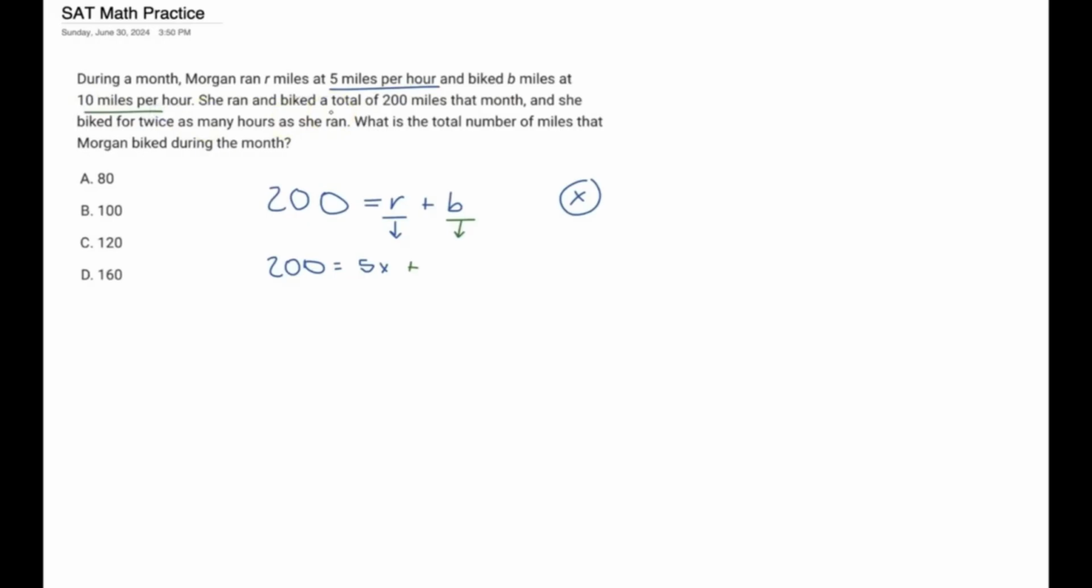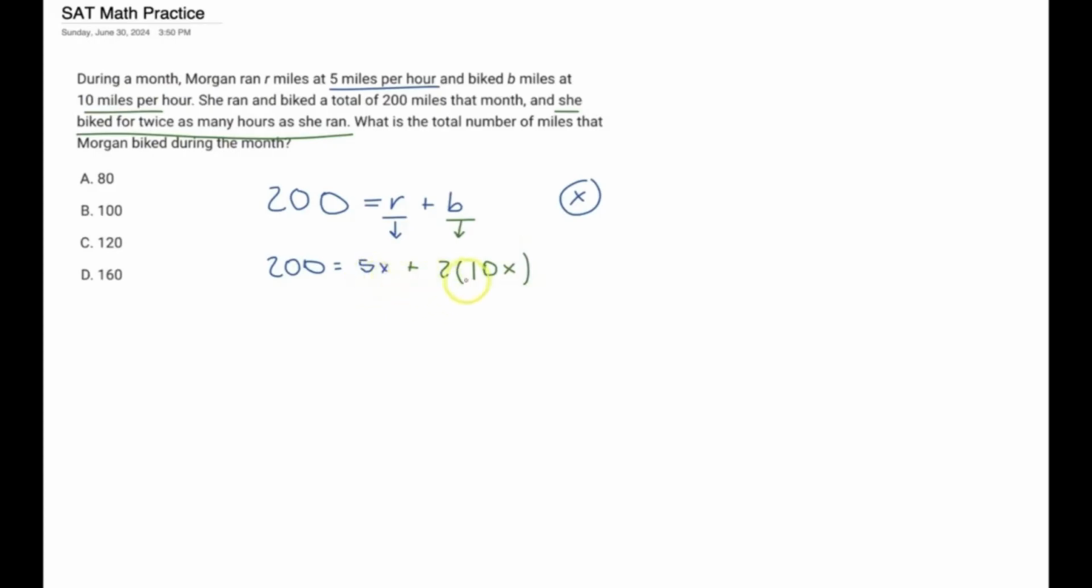And also, if you have an external variable, which in our case we do, because she says that she biked for twice as many hours as she ran, right? So we can't just write 10x here, because we know that she biked for twice as many hours as she ran. And so we can put a 2 on the outside here, multiplied by the rate of 10x. So x is the amount of time she spends in activity. So watch what happens.